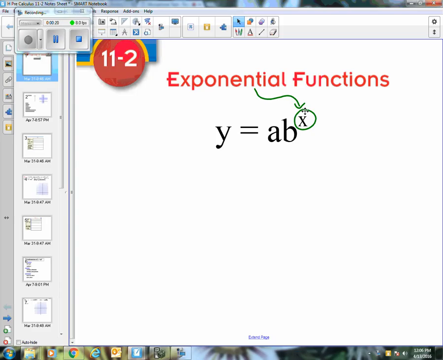In advanced algebra, you talk a little bit about these as well. This lesson today is to help you just remember what a parent graph looks like if it's exponential, and how it behaves if we do transformations, if we move it around.